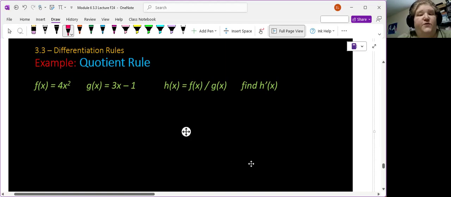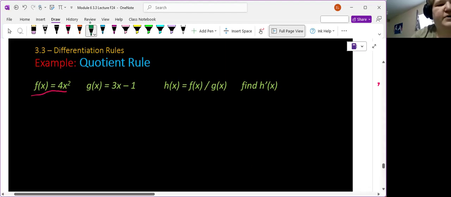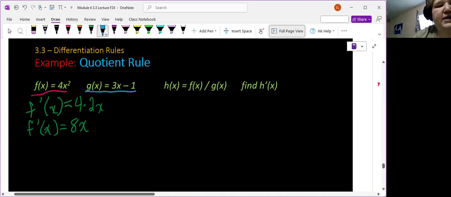So we're told f of x is 4x squared, g of x is 3x minus 1, h of x is f divided by g, find h prime. So this means if we can define our derivatives, all right, so there's our f. So f prime of x will be 4 times the derivative of x squared, which would be 2 times x to the first. So f prime of x equals 8x.